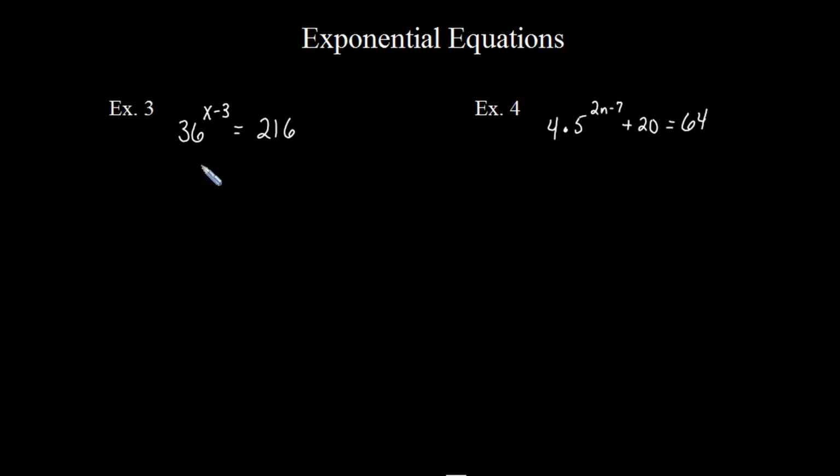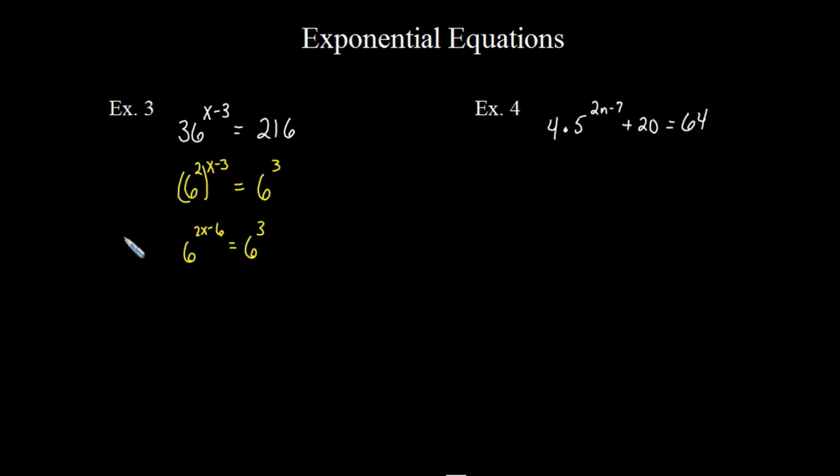So we will rewrite 36 and 216 as base 6. So we'll rewrite that as 6 squared to the x minus 3, and we'll rewrite 216 as 6 to the third power. So once we have that done, we can go ahead and expand or multiply the two exponents here and get 2x minus 6 and 6 to the third power.